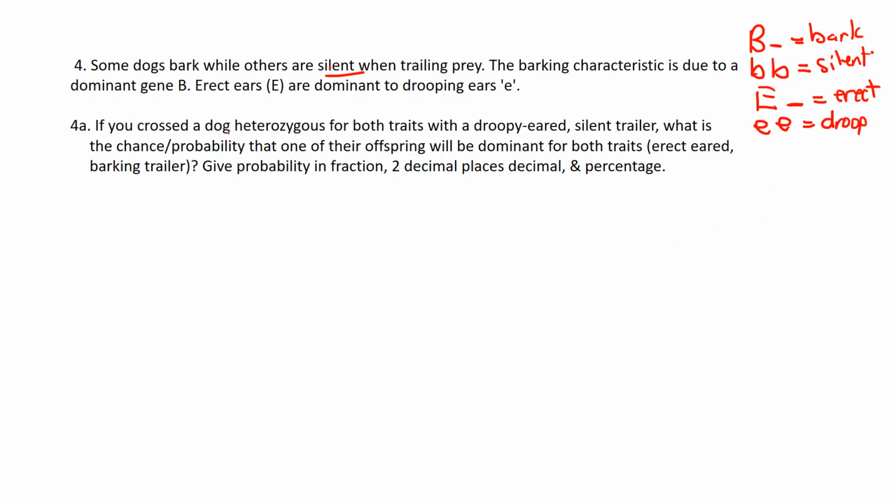If you cross a dog that's heterozygous for both traits with a droopy-eared silent trailer. Okay, so there's our two parents. What is the chance or probability of their offspring? Now they're just saying offspring. They're not determining whether it's a boy or girl offspring. So that's kind of like a 1 in 1 chance, which you can just eliminate then. It's not going to change the product when you multiply that out. But the offspring being dominant for both traits, meaning erect and barking. Give the probability in a fraction, 2 decimal places, and a percentage.